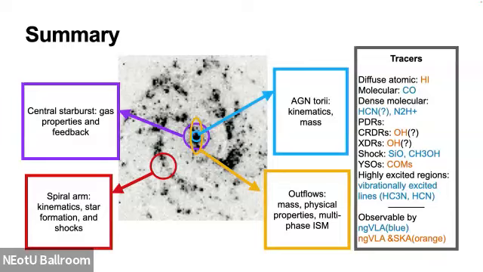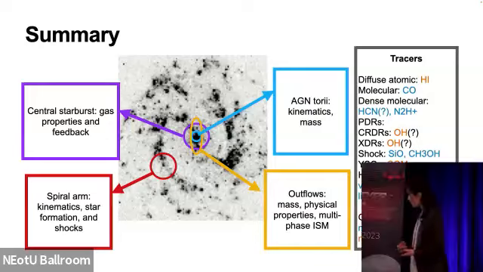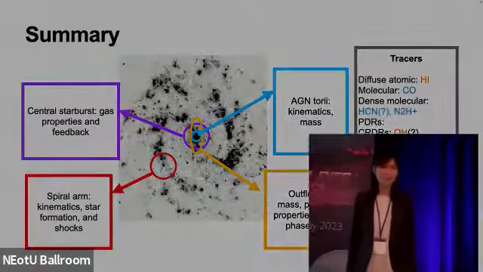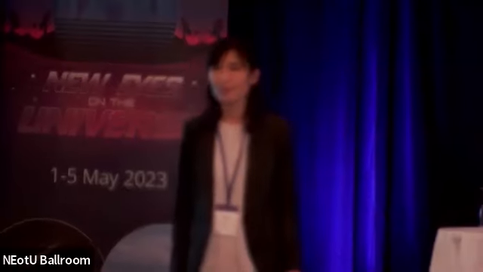So I highlighted the species that can be observable with ngVLA in blue, and oranges are some things that we can also do with SKA. And of course, the SKA can come earlier than ngVLA, so that has some advantage as well. So thank you very much for your attention. Happy to take a question.